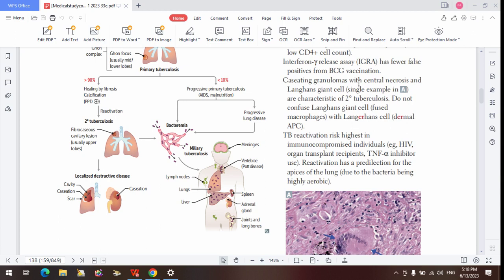So those ones will have mounted an immune response and they will have produced T cells too. So if you introduce another tuberculosis antigen to them, those T cells that have been formed will respond to those antigens too, and they will release interferon. Do you understand? So that's what it is.